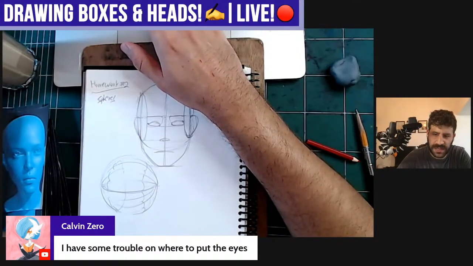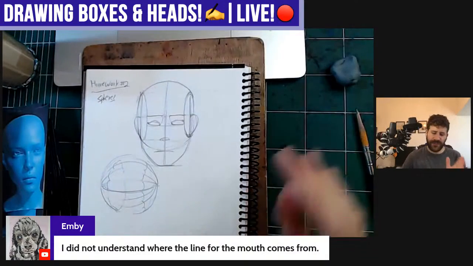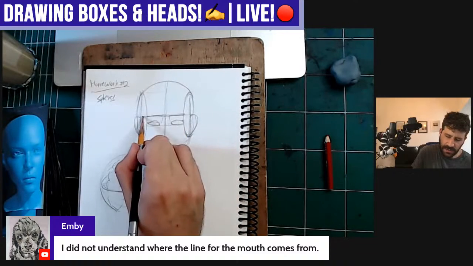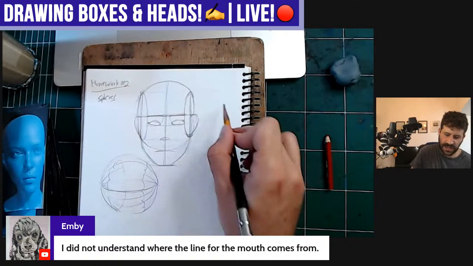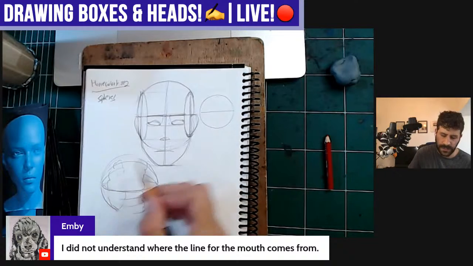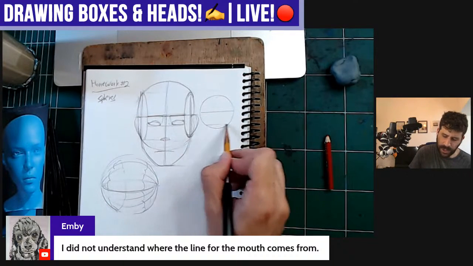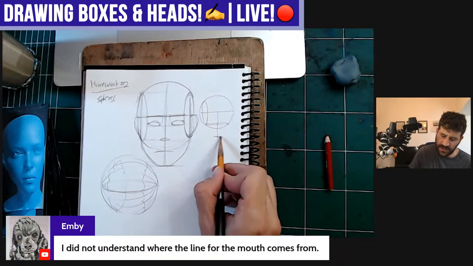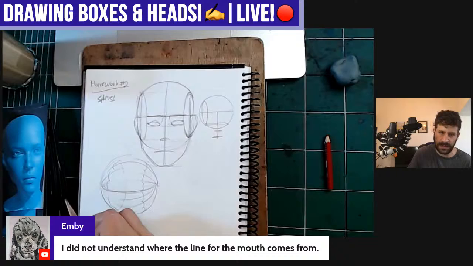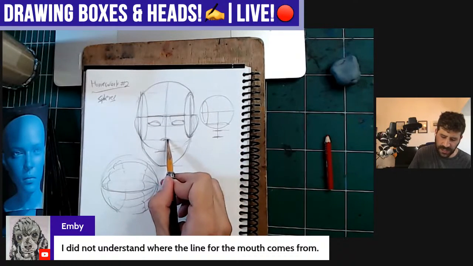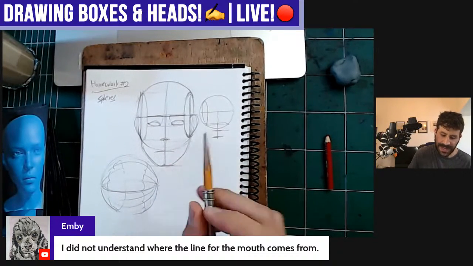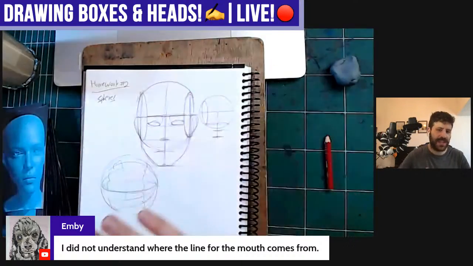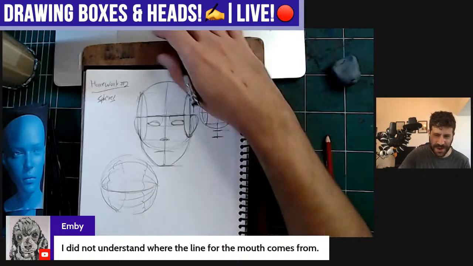MB, I didn't understand where the line for the mouth comes from. Yeah, so in frontal view, the way it works is like that. The eyebrows are on this first line we established on the circle. The nose is that bottom part of the ellipses. And then what you do is you double that distance, so you find the chin. The mouth is somewhere in the middle. It's actually quite simple. It's just the middle between the nose and the bottom of the chin, okay? In front view, it coincides with that circle. But when you change the angle, it won't anymore. So you can't rely on that, okay? I hope that makes sense, MB.